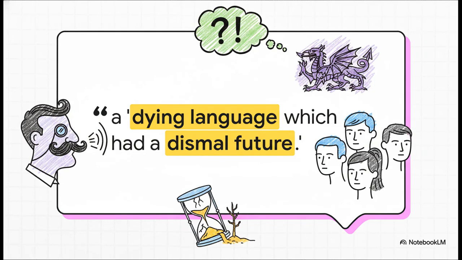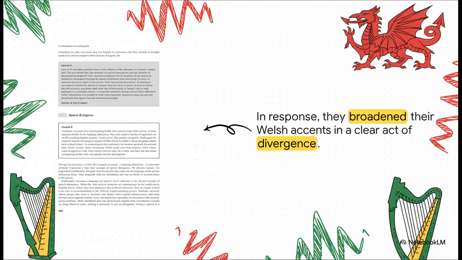And there's this really powerful example of this in action. A group of people learning Welsh were being interviewed by an English guy with a really posh accent. And at some point, he says to them something like, your language is dying, it has a dismal future. So, what do you think they did? Did they try to match his fancy accent? Nope, not at all. They did the complete opposite.